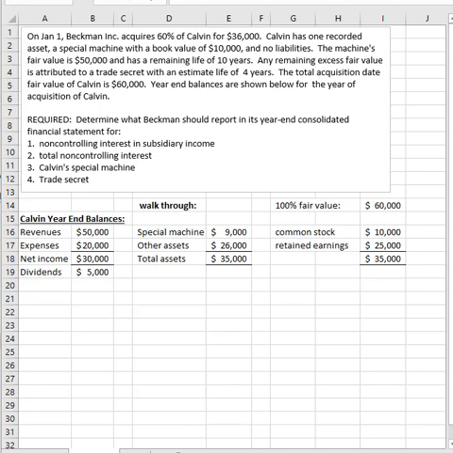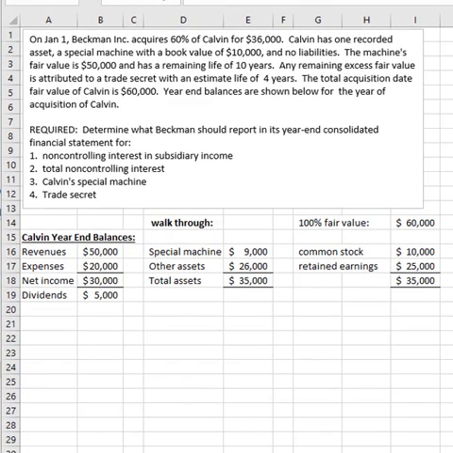Hello class. So we're going to be working on non-controlling interest here. What is non-controlling interest? That's when the parent, the controlling parent, doesn't own all of the subsidiary. So in consolidation, we take all of the assets and liabilities of the two firms, the parent and subsidiary, and add them together and report them as a total.